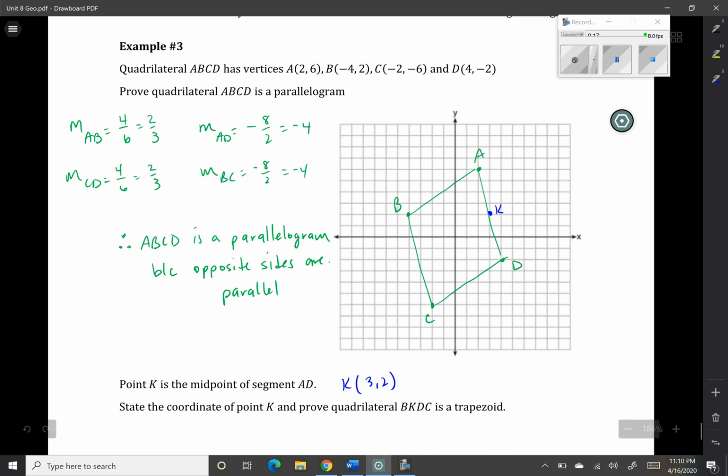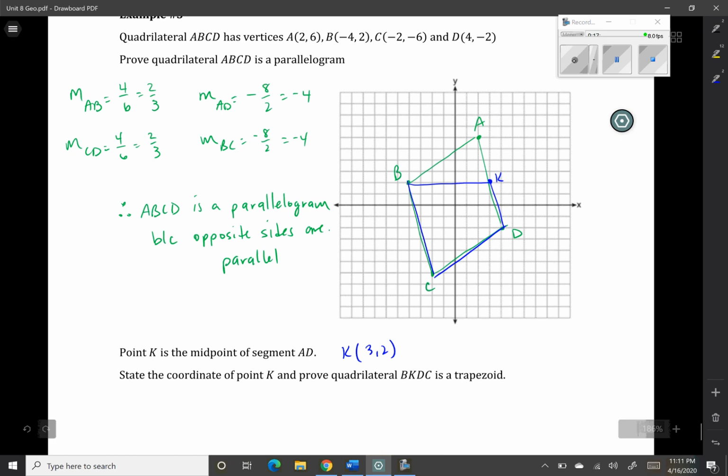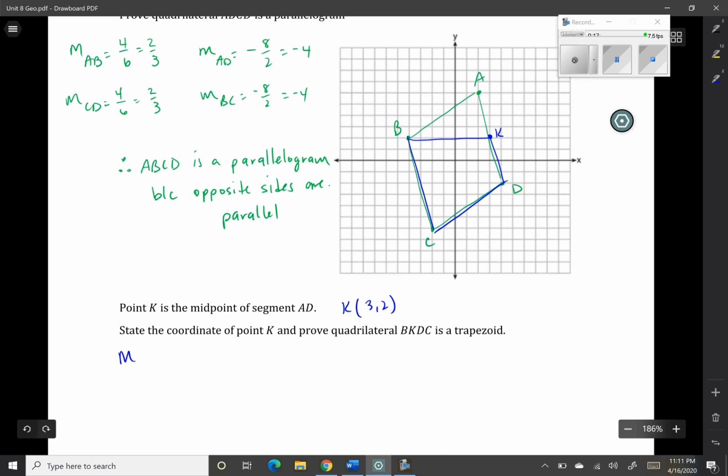It then says, prove that quadrilateral BKDC is a trapezoid. So I need to connect B to K, and then we have CD over here. So here's your new shape we're looking at. Now to prove something is a trapezoid, you need to show 2 slopes. The slope of BC, which I already know is negative 4, and I need to find the slope of KD, this new segment we've created. To get from K to D, I'm going to go down 4 to the right 1, which is negative 4.